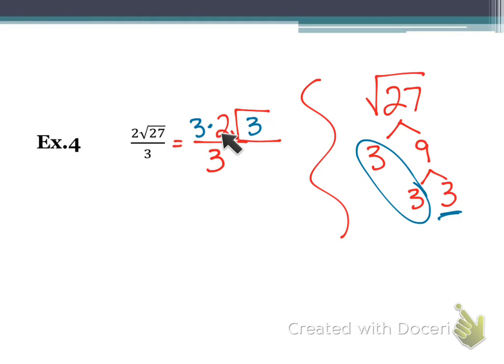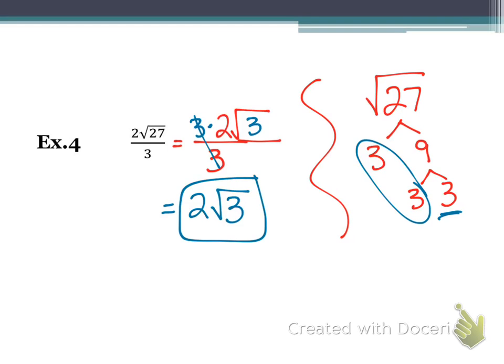If you want to multiply the 3 times 2 and get a 6 and then simplify later, you can. Or those 3's can just cancel each other out. That's usually the quicker way. And what are we left with? 2 square root 3. Again, on this one, you could put it over 1 if you want to, but you do not have to. Questions, concerns? Feel like we're getting this?